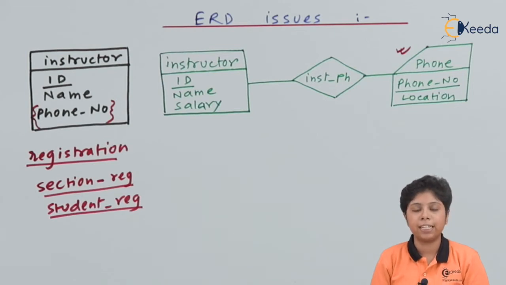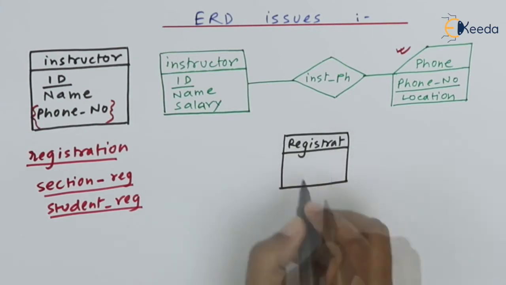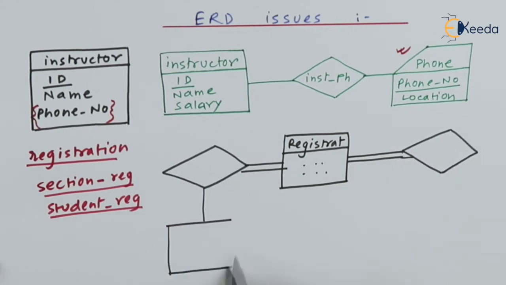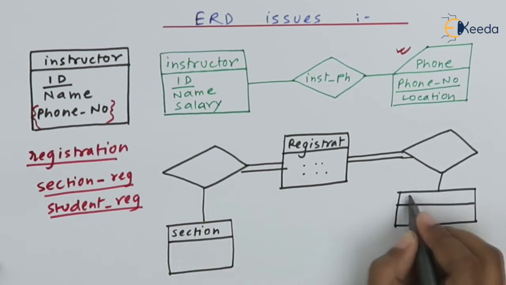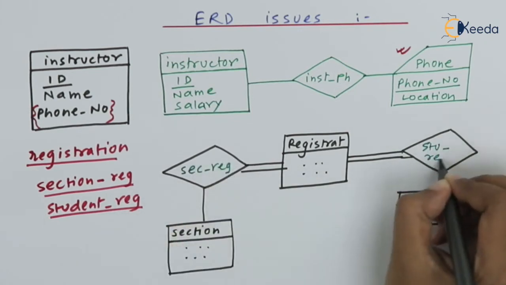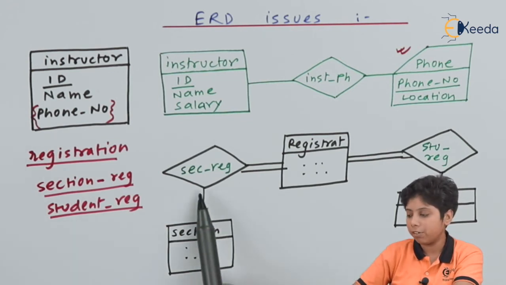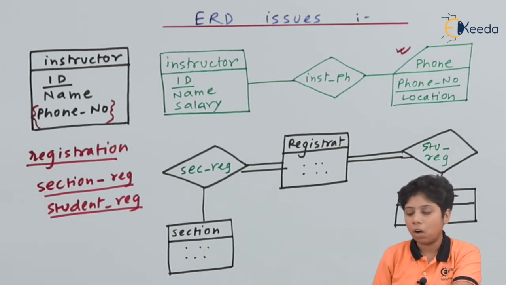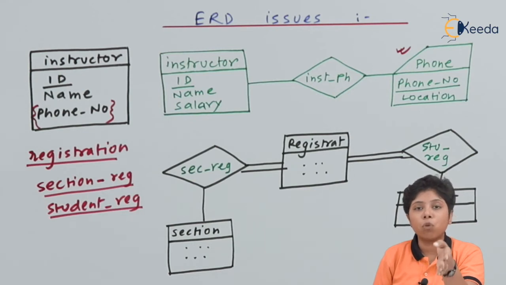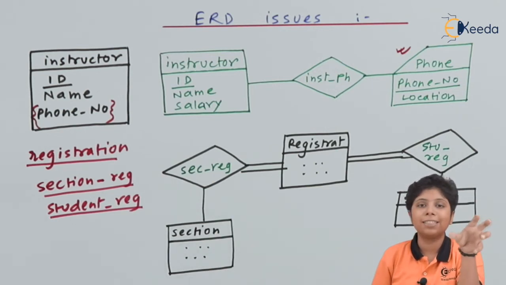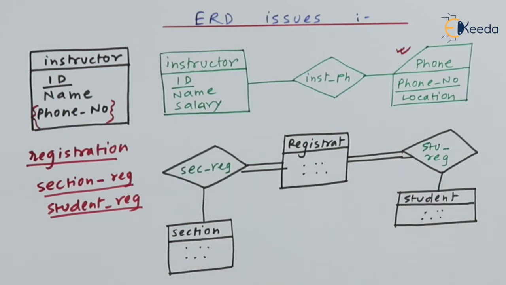Now how to represent it in an ERD? See, now here the registration entity set has a total participation requirement with the section registration and student registration relationships, and these are related with the section entity set as well as the student entity set. So the question arises: what is the way to decide whether to use the takes relationship between a student and a course, or to use registration as an intermediate entity set to represent the takes relationship in two parts, that is section registration and student registration?